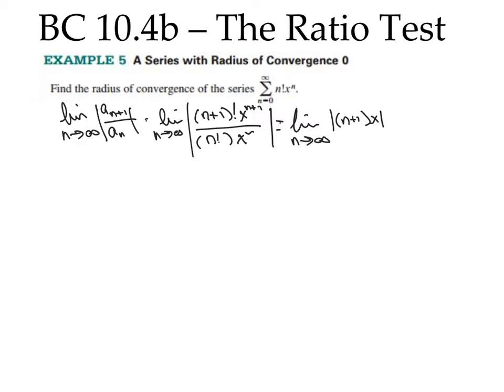Now if x is 0, then the limit is 0, and clearly that converges. But if x is any number at all besides 0, then n plus 1 times that number will grow without bounds, and the limit will clearly be greater than 1, and this will diverge. So this is a series that only converges at x equals 0.